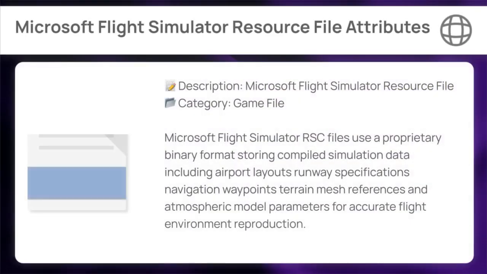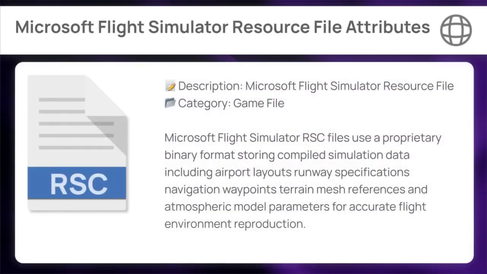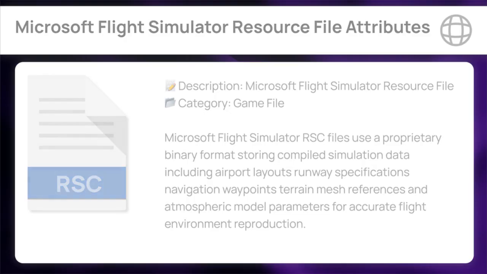Microsoft Flight Simulator RSC files use a proprietary binary format, storing compiled simulation data, including airport layouts, runway specifications, navigation waypoints, terrain mesh references, and atmospheric model parameters for accurate flight environment reproduction.